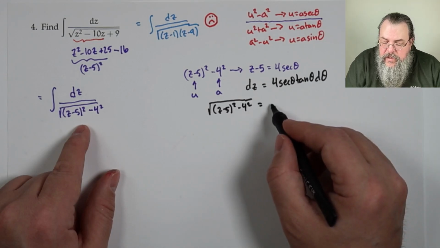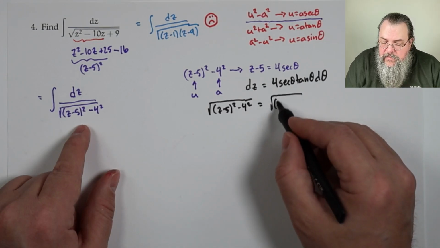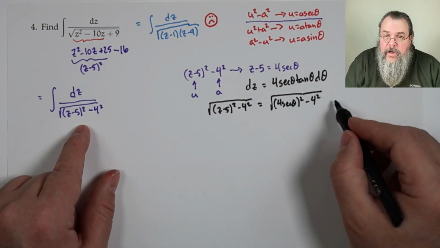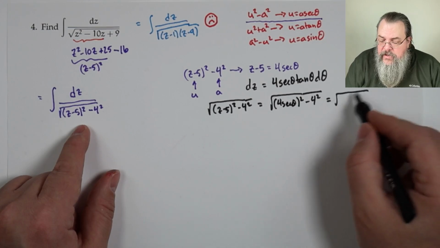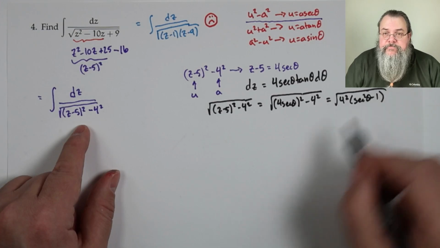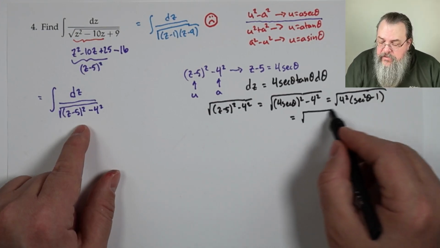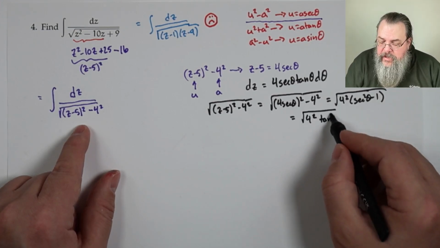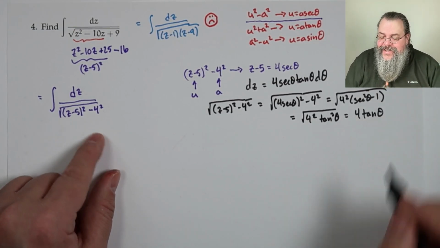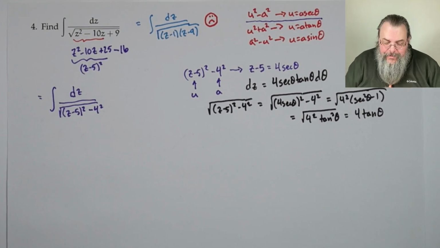Well, this becomes the square root of 4 secant theta quantity squared minus 4 squared. Well, that is the square root of 4 squared times secant squared minus 1, which is the square root of 4 squared tangent squared, which is 4 tangent. The square root goes away. Well, of course it does. That's why we went down this whole process to begin with.